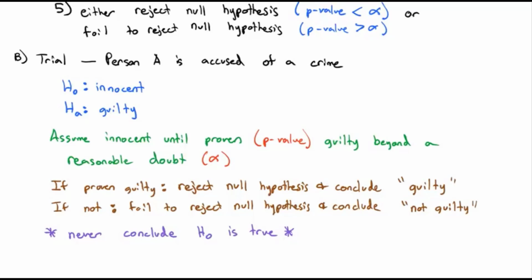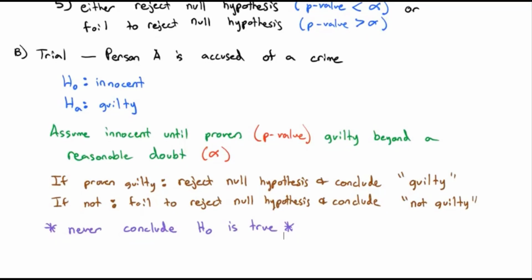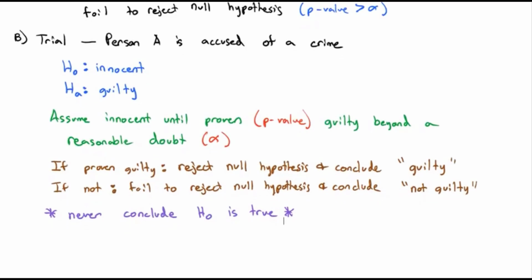And that's an important conclusion that applies to statistical conclusions as well. We will never conclude the null hypothesis is true. We will always conclude that the alternative hypothesis could not be proven or could be proven.